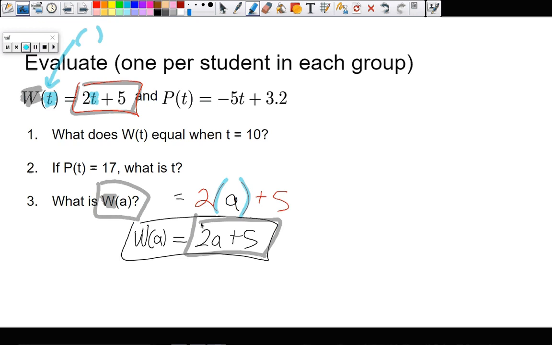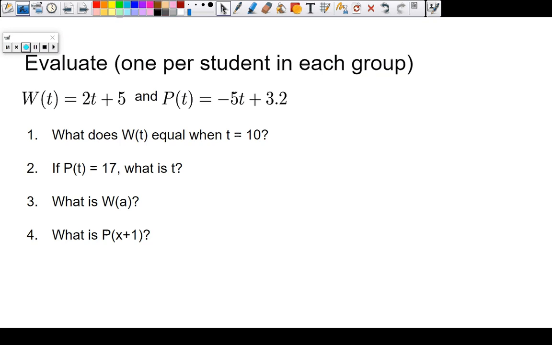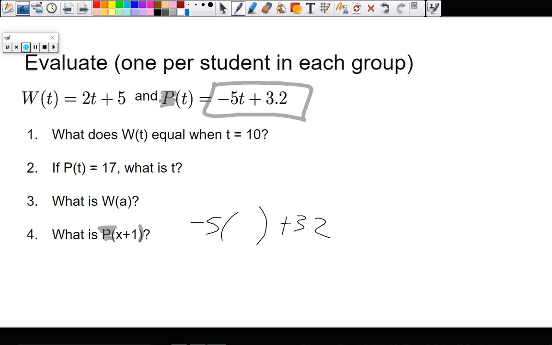Okay, so let's keep going. What is P of x plus 1? So, we need to find our P function, which is right here. Here's the machine. We're going to quickly build the skeleton, if you will. And we're going to throw into our input variable what? X plus 1, the whole thing.